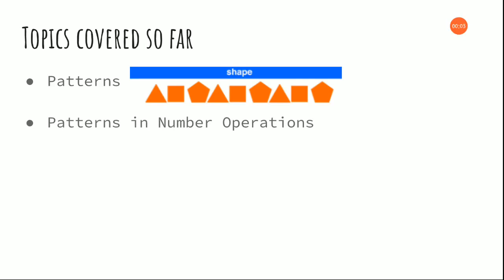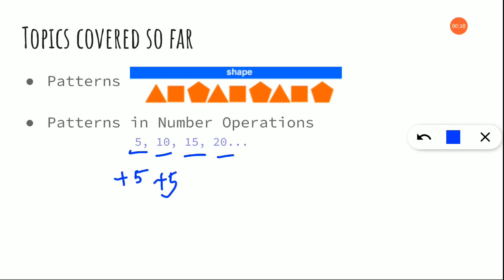Next, patterns in number operations. A set of numbers will be given and we must find out the pattern that is being followed. Look at the example, 5, 10, 15, 20 and it goes on. What is the common thing we can notice? 5 is added to 5 and we get 10. With 10, again 5 is added and we get 15. With 15, again 5 is added and we get 20. So this sequence goes on. This is how we find the pattern in number operations.